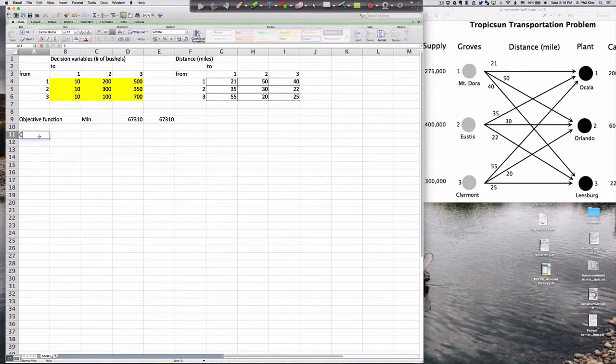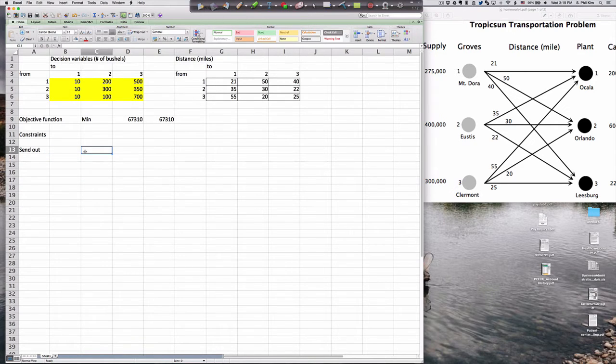And then I will make a constraint. First one is the send out constraint. I have to send out all from x1, from x2, from x3.